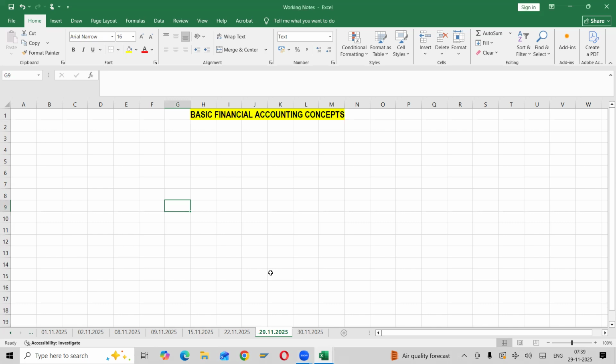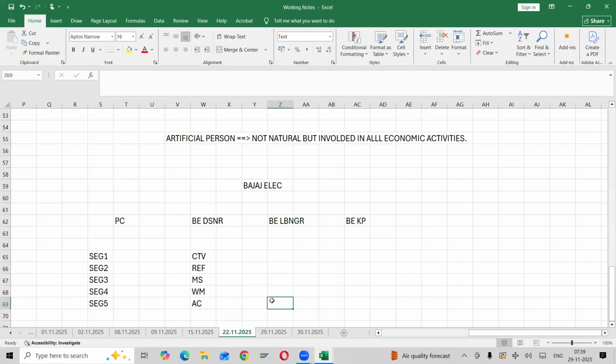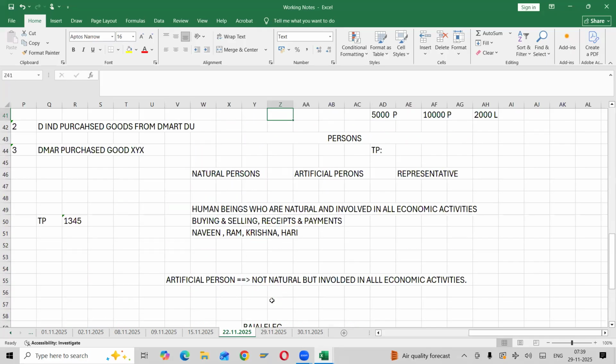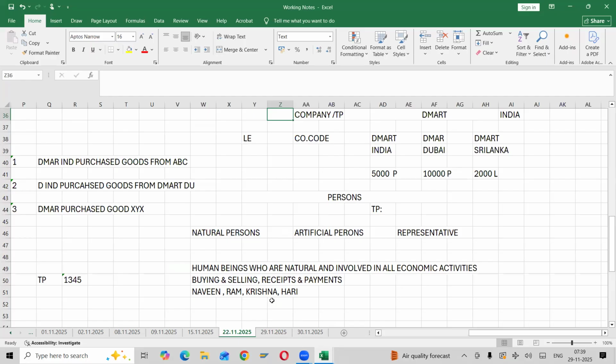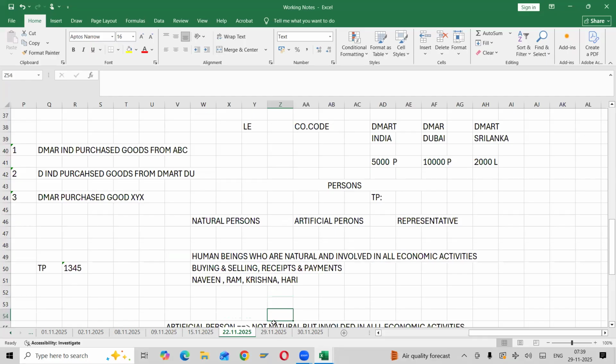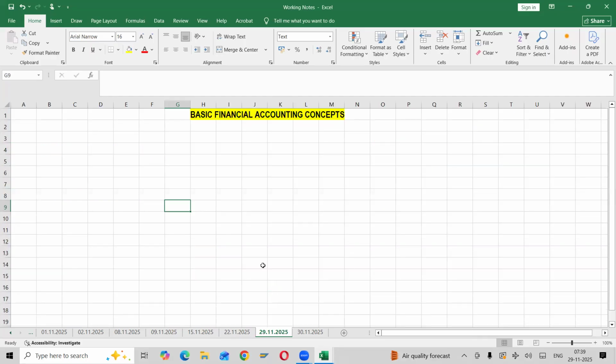Before I start, any questions regarding last week's session, whatever we discussed, artificial person and all those things? Probably we will do it again in today's session. Before I proceed, any questions? Yes, no? If no, then I'll proceed. No, Naveen, that's all.